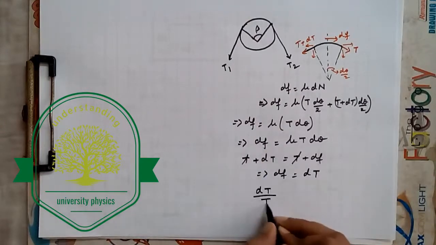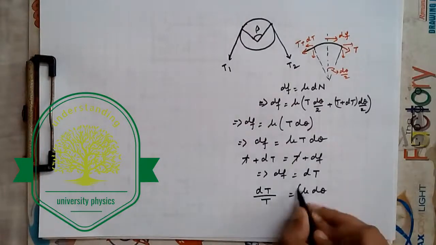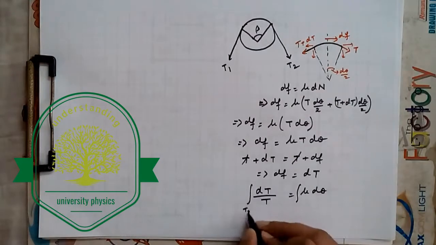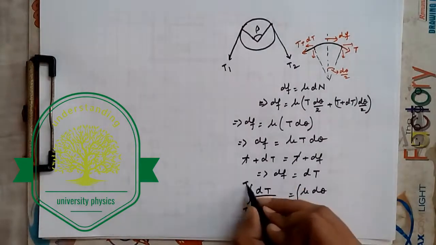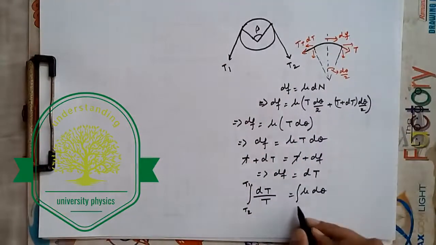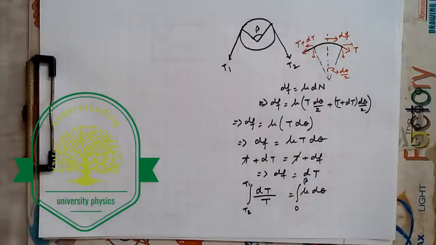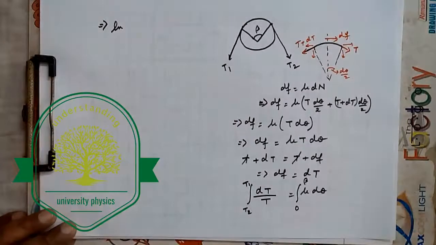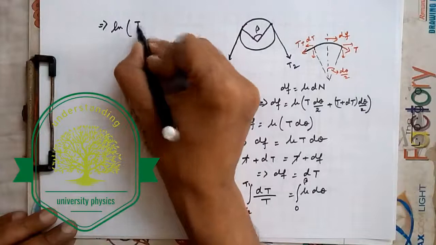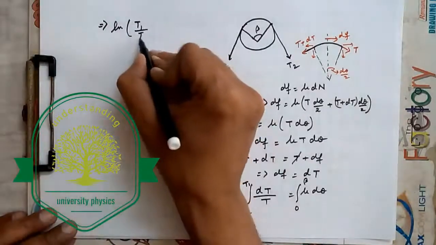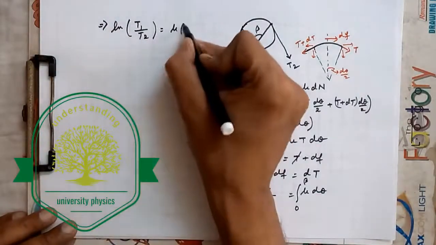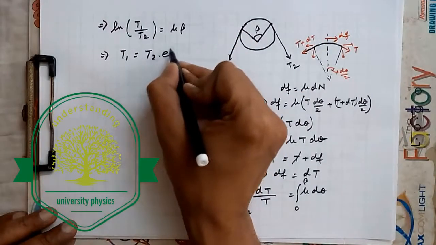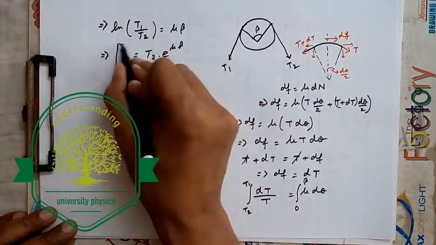So I get dT over T equals mu d theta. And if I integrate both sides, in going from here to here, T changes from T2 to T1, and in going from here to here, theta changes from 0 to beta. So my final, not exactly my final answer, but we are almost there: log of T1 over T2 is mu beta, which gives us T1 equals T2 times e to the power of mu beta. Now this is a very interesting equation.